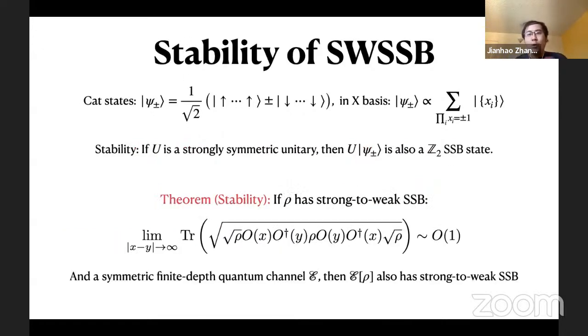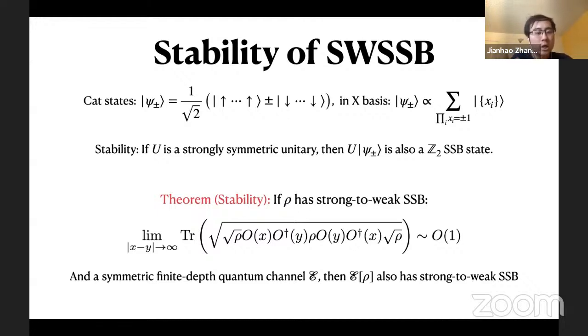Oh, you may grill me that you have found a phenomenon rather than a phase of matter, because when you talk about a phase of matter, you should define the universality. That is the stability of the states within the phase against some kind of symmetric perturbation, aka the robustness of the states. For example, for the cat state, the stability of the cat state means that we can never find a strongly symmetric local unitary operator to deform the cat state to a symmetric state. In the sense that if we apply U to a cat state, the resulting state should always be a Z2 spontaneous symmetry breaking state. That is the stability of the SSB for pure states.